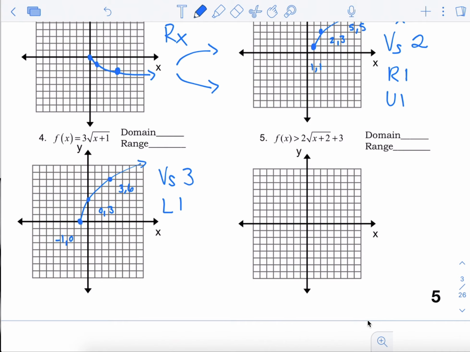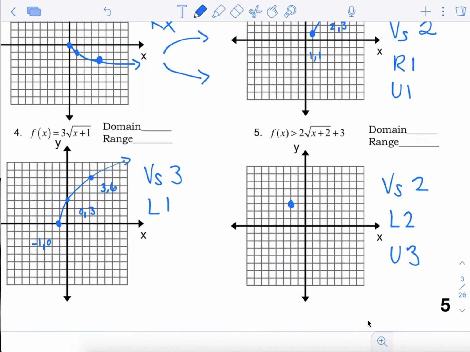Last one of these. We're going to use that 2 out front again as a vertical stretch by 2. A 2 under the square root is going to take us left 2. And a 3 outside the square root is going to take us up 3. So my new vertex or starting point is going to be left 2, up 3. That is right here.